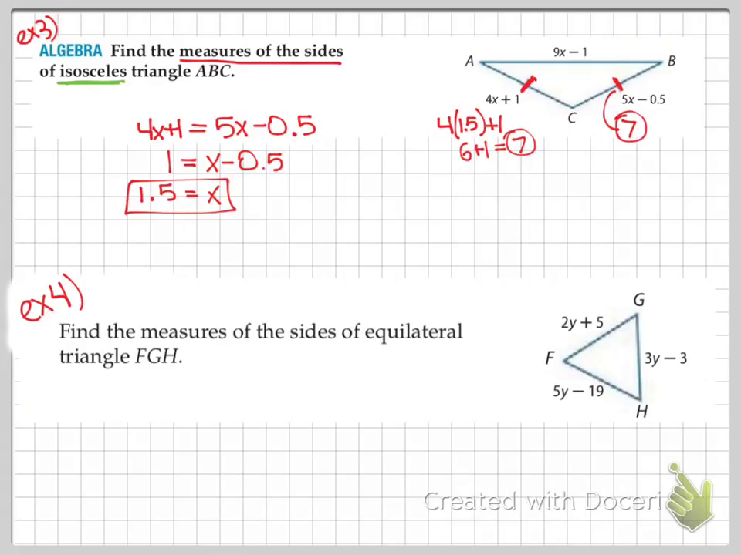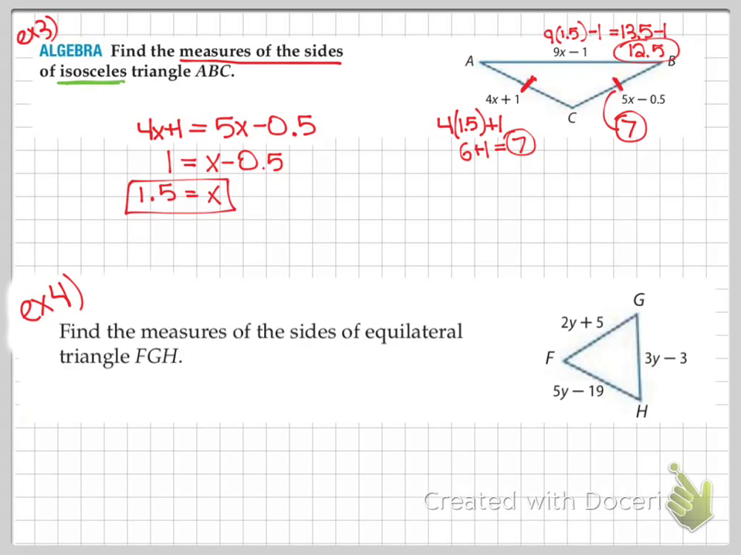And so now we just need to find out the length of AB. So if we plug that in, we get 9 times 1.5 minus 1. And when you work that out, we get 13.5 minus 1, which is 12.5. So that would be the length of AB. So that's how we use the fact that this was an isosceles triangle to find all of its lengths using algebra. So let's look at the last one real quick.